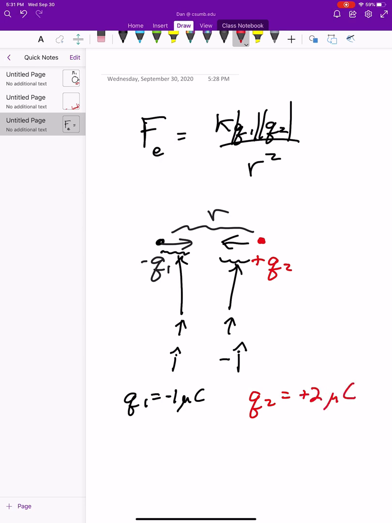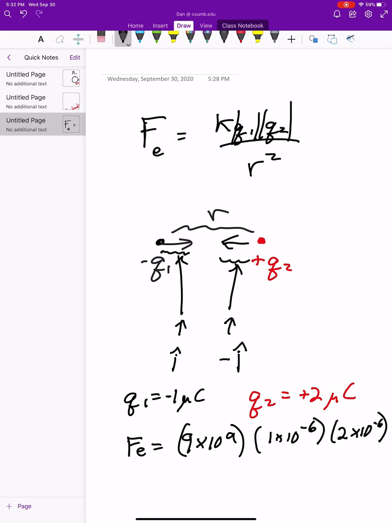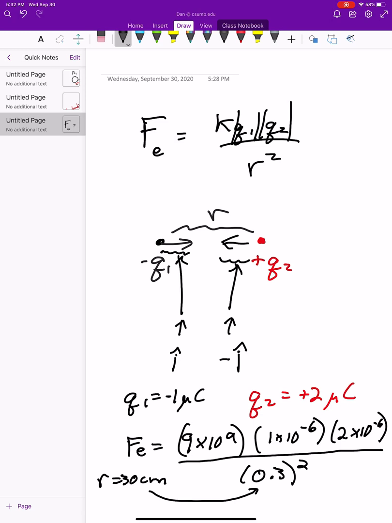I can find the size of the electric force. That would be Fe. It's equal to 9 times 10 to the 9th, which is k, times the absolute value of negative 1, which is 1 microcoulomb, or 1 times 10 to the minus 6 coulombs. And Q2 is 2 times 10 to the minus 6 coulombs. And let's just say the spacing between the two charges is r equals 30 centimeters. So I take 0.3 meters, because I have to convert 30 centimeters to meters, and I'm going to square it.